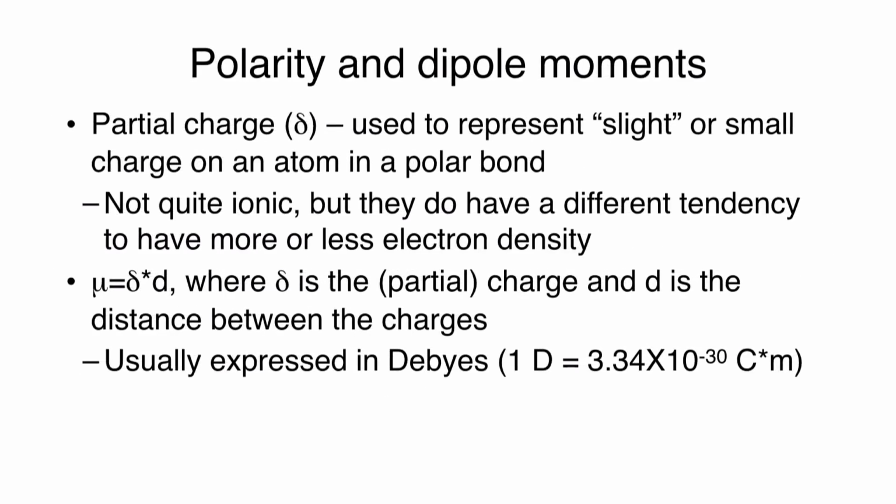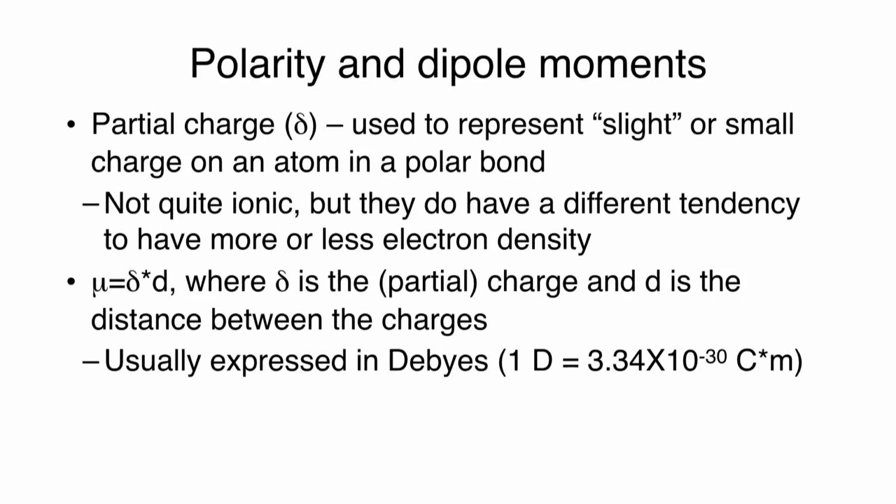Along these lines, you can also talk about partial charges. If something is ionic, you have full-fledged positive or negative charges, because something gained electrons to be negative or something lost electrons to be positive. But in these covalent bonds, you have partial charges, which are small or slight charges on an atom in a bond. They're not quite ionic, but they have a tendency to have a little bit more or less electron density around. The way to represent these partial charges is using things called dipole moments.